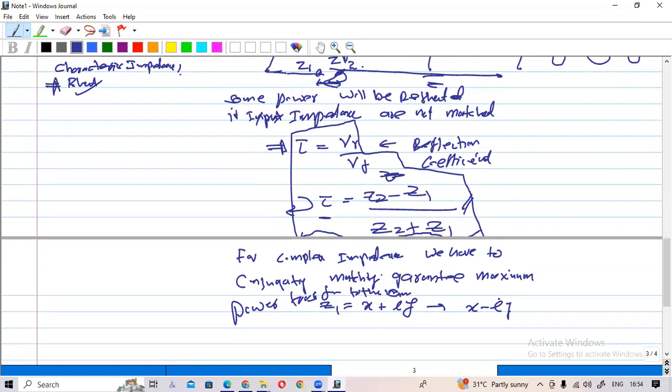That's enough. If you need to know what VSWR is, you know that it is defined as (V forward plus V reflected) divided by (V forward minus V reflected). This is the VSWR definition, as I can remember.